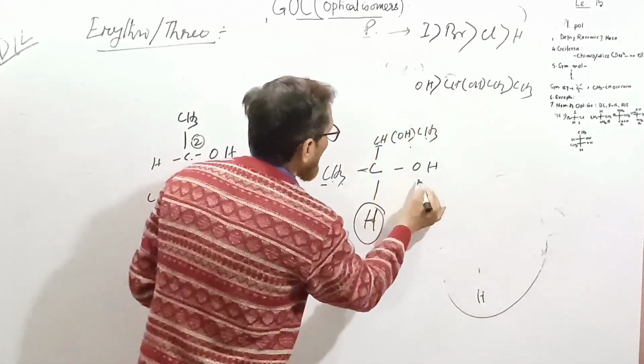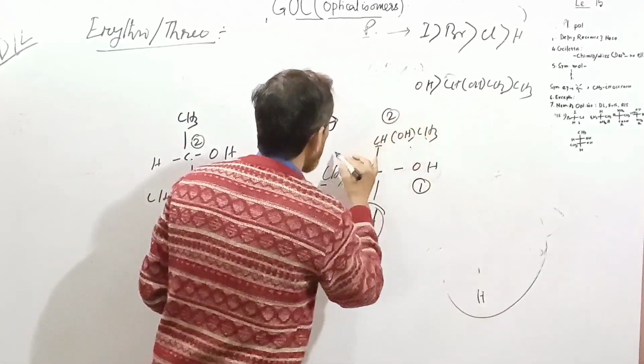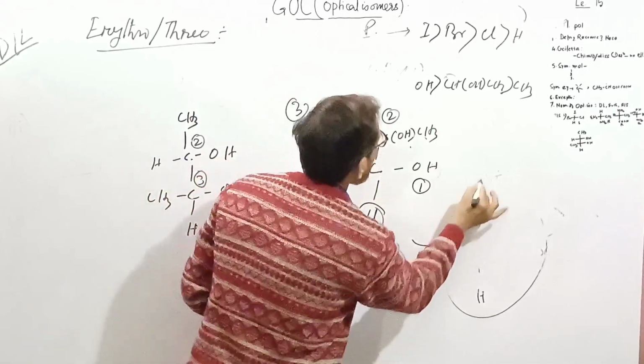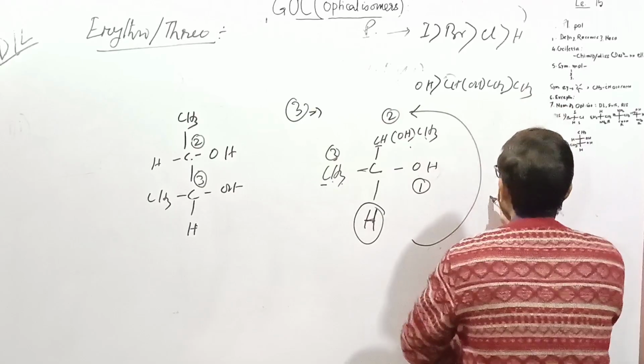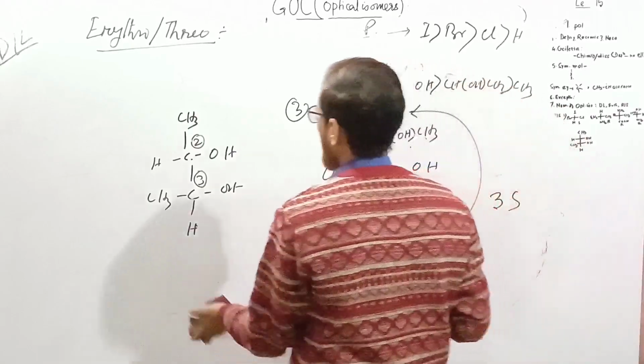So you have this is 1, this is 2 and this is 3. So the movement is in the anti-clockwise direction. So you have what? Carbon 3 is S. Am I right?